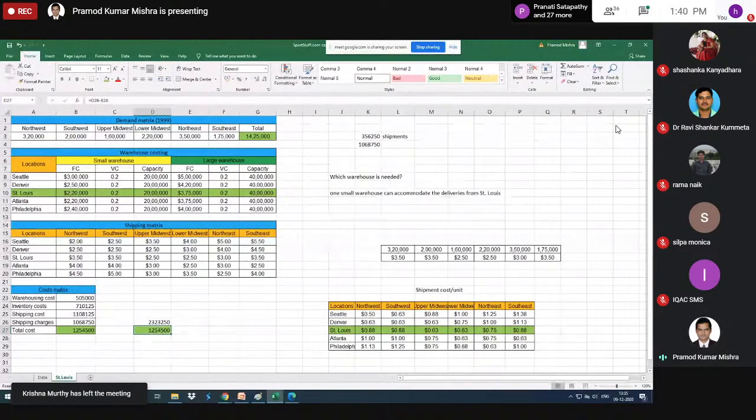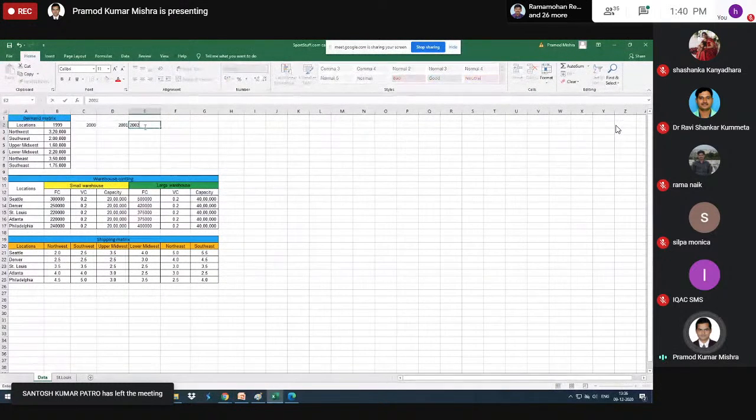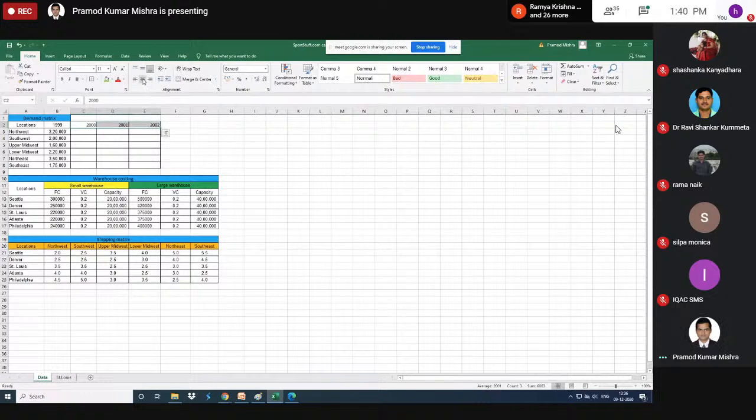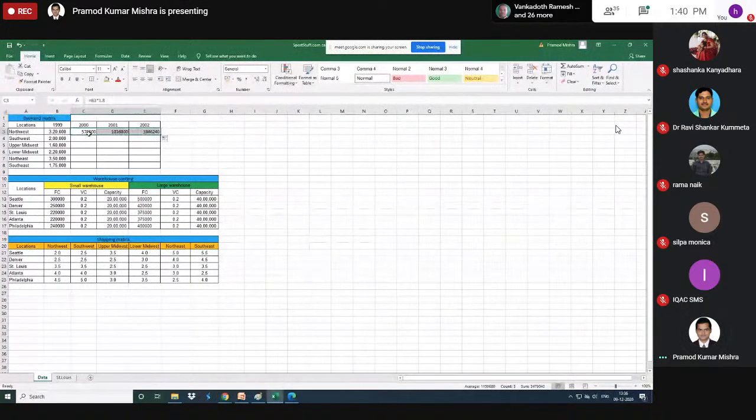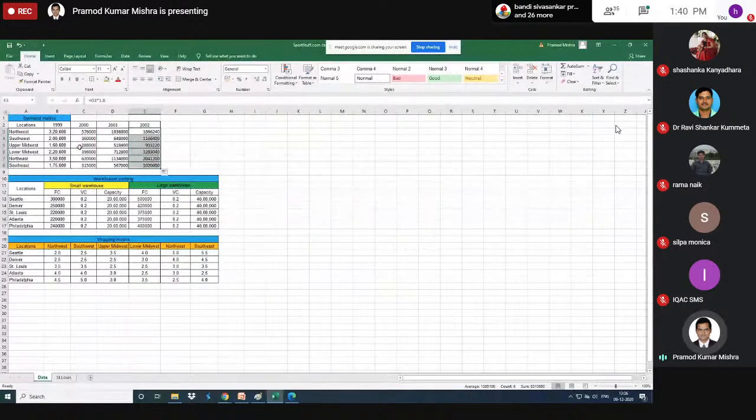Now, your task is to do this exercise for 2000, 2001, 2002. This data is very old, but don't worry about that. So you need to calculate these 4 things. Okay, given the demand is increasing at the rate of 80%. That means if the demand is increasing at the rate of 80%, you need to multiply by 1.8. You calculate. Okay, the same thing will be happening here, here, and here. Okay, so you need to calculate now what is the total demand.